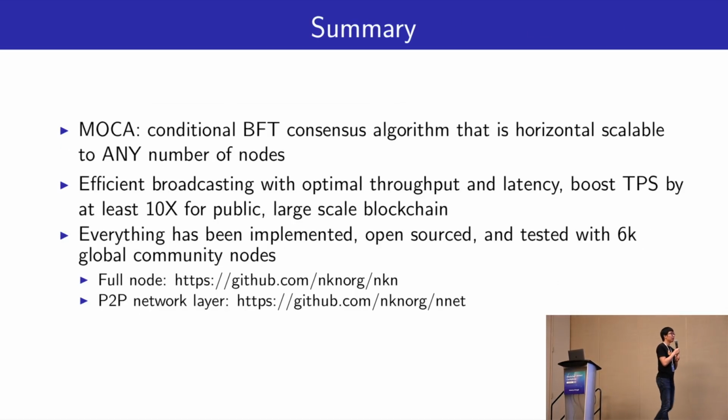As a summary, we talked about two things today. One is MOCA consensus, a conditional BFT consensus algorithm that is horizontally scalable to almost any number of nodes. The second is an efficient broadcasting algorithm with optimal throughput and latency, which can boost TPS by at least a factor of 10 for almost any public large-scale blockchain. Most importantly, everything I talked about today has already been implemented in Go and open sourced on GitHub, and tested with 6,000 global community nodes in our testnet for several months.